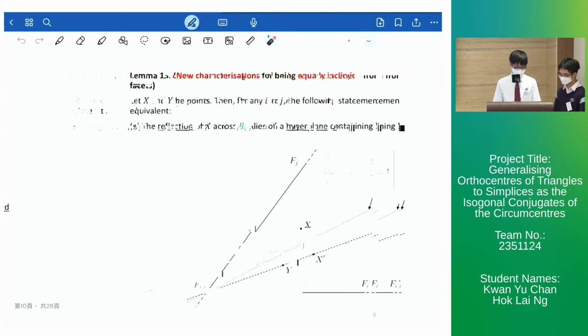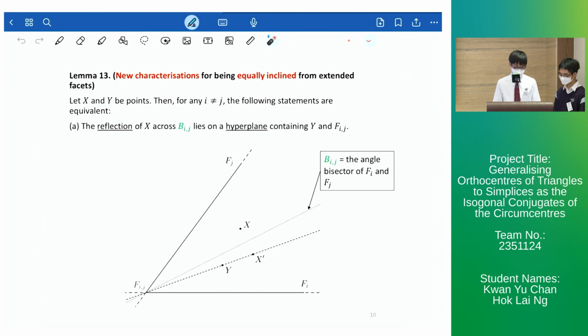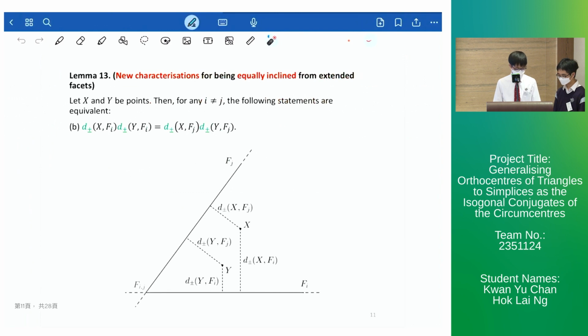Our first main result is lemma 13, which describes new characterizations for 2 points X and Y being equally inclined from two extended facets Fi, Fj in 5 equivalent conditions. A. The reflection X prime of X across the angle bisector Bij of Fi and Fj lies on a hyperplane containing Y and Fij. B. The product of the signed distances from X and Y to Fi is equal to the corresponding product to Fj.